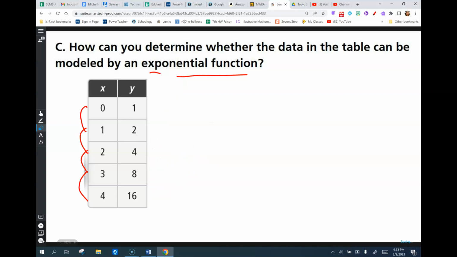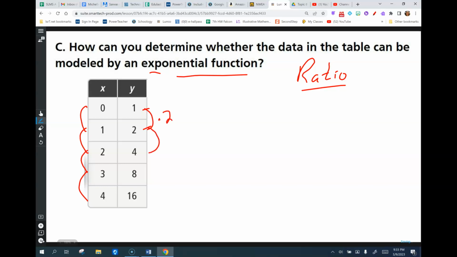Okay, so what we have to do instead is we have to look at the ratio. How does it change as far as a ratio? So when we're looking at exponential, we're going to look at the ratio. What do I do to this one to get this one? Well, here I multiply by 2. And it has to be the same.